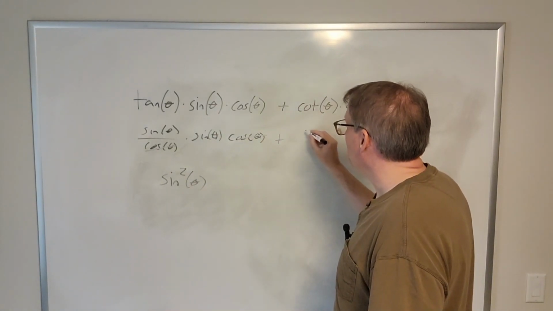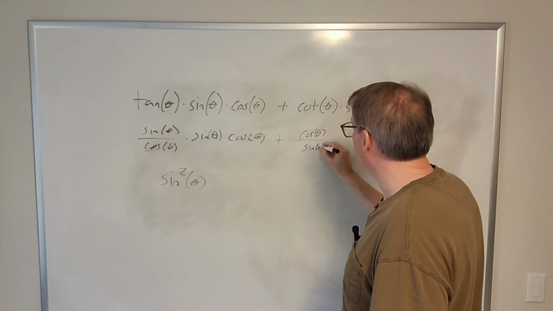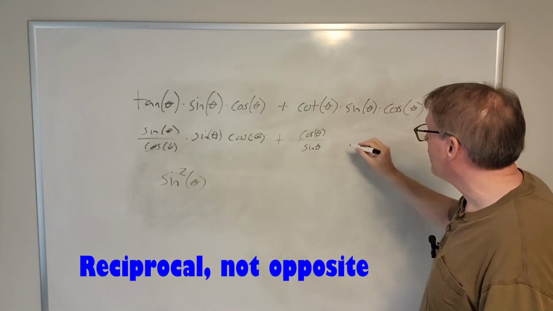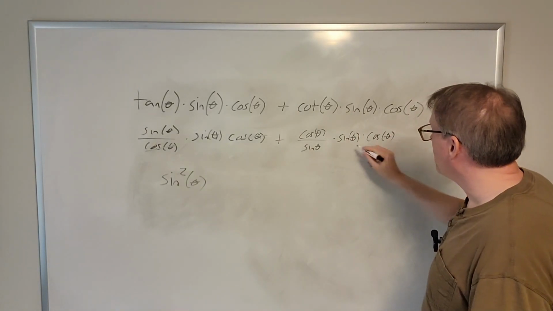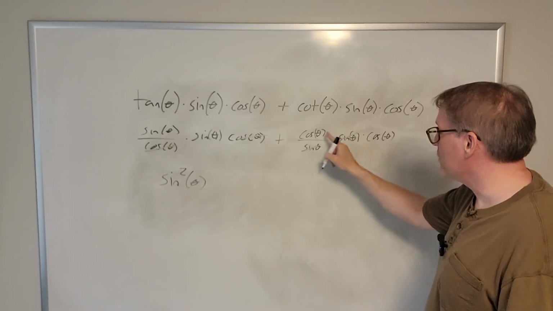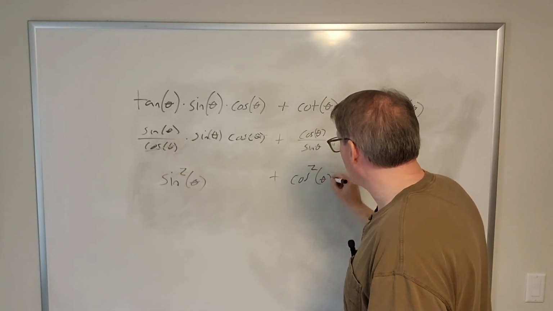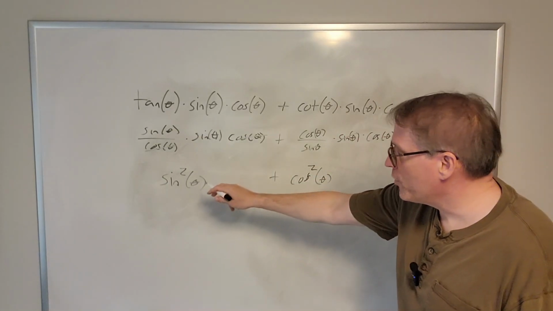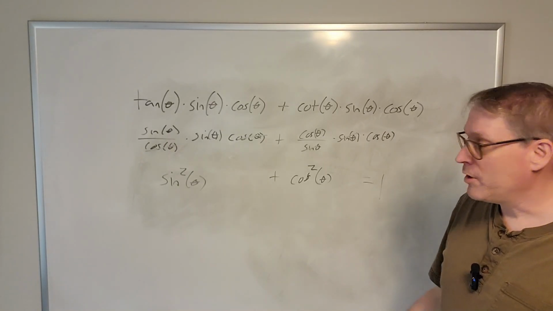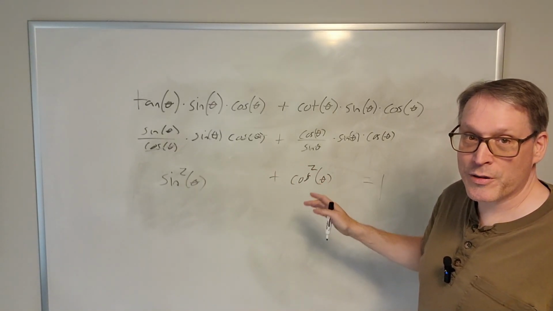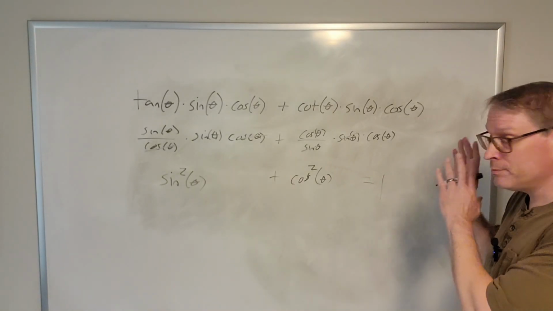Let's see, cotangent is cosine theta over sine theta. It's the opposite of tangent, times sine theta times cosine of theta. The sines cancel. You're left with cosine times cosine, which is cosine squared. So you have sine squared of theta plus cosine squared of theta, which is 1, always, if you didn't know that. Sine squared of theta plus cosine squared of theta is 1. We'll cover more on that in the next video when we cover unit circle. But for now, just know that's 1.